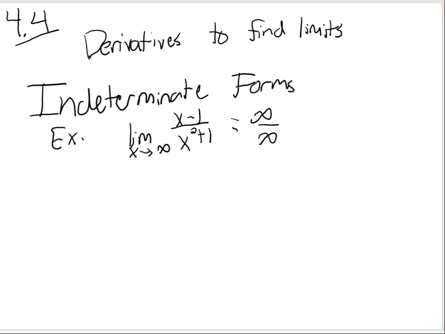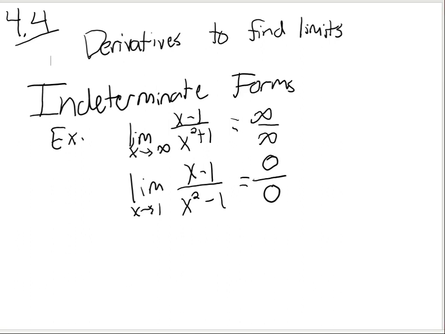Another example is the limit as x goes to 1 of (x minus 1) over (x squared minus 1). If you plug in 1, you get 1 minus 1 is 0 over 1 squared minus 1 is 0. So that's two examples of indeterminate forms: infinity over infinity, 0 over 0.